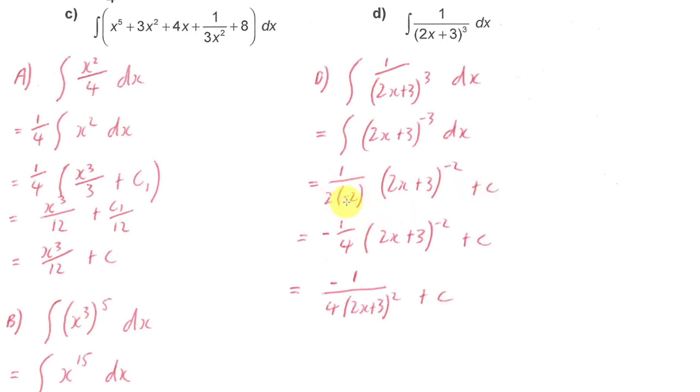Of course, 1 over 2 times negative 2 becomes a negative 1/4, and I have 2x plus 3 raised to the power of negative 2, and there's my plus c, of course. This line here is perfectly correct, but if I wanted to, I could bring this 2x plus 3 to the power of negative 2 to the bottom of the fraction and have it as a positive 2 for the power.